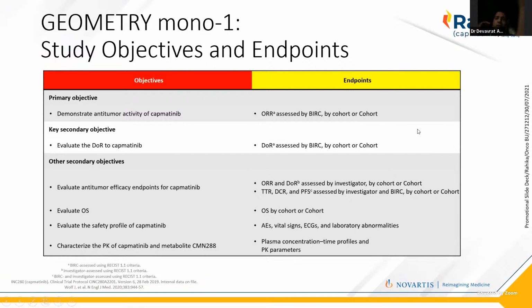Yeah. So key secondary objective was to look at duration of response. And then there were other secondary objectives which looked at overall response rate and duration of response rate by different cohorts, time to response, disease control rates, and then overall survival by cohort, adverse events, and plasma concentrations, etc. Next slide, please.